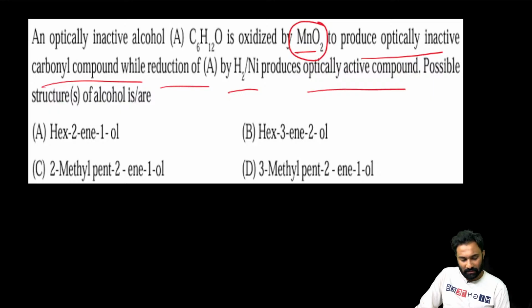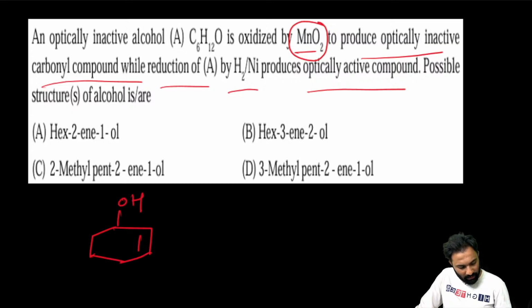The answer is hexane, right? MnO2 is a selective reducing agent. Sir, this is a selective reducing agent, right? Now it will react with only the allylic alcohol. So X is 2-en-1-ol.